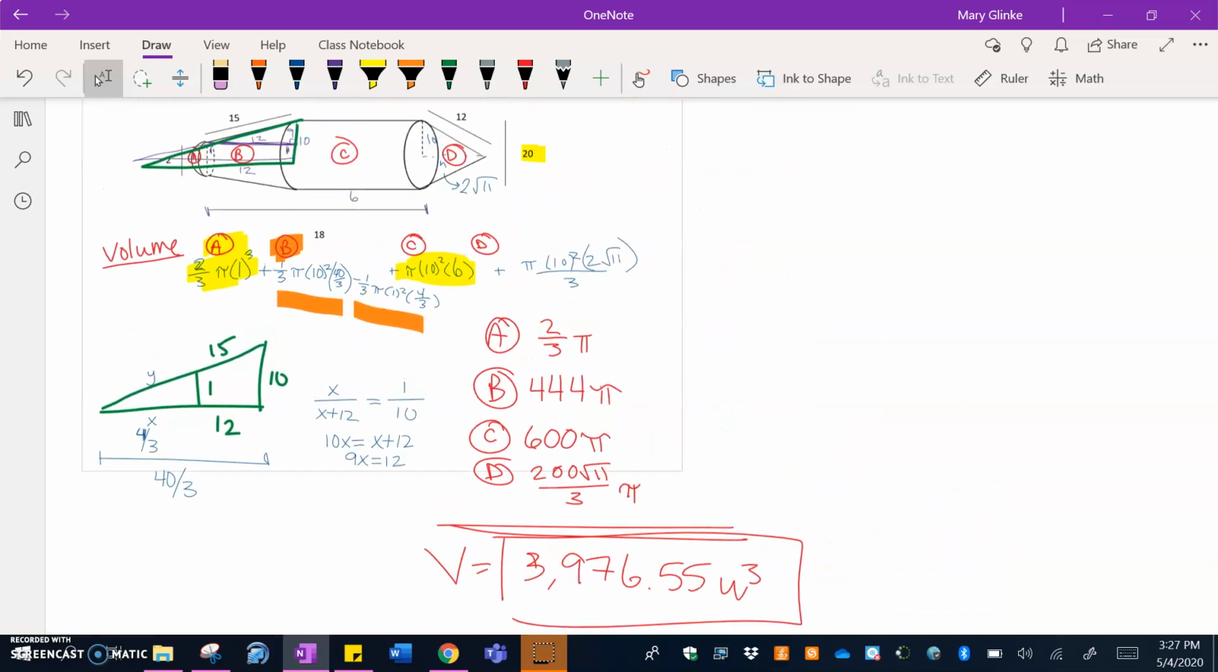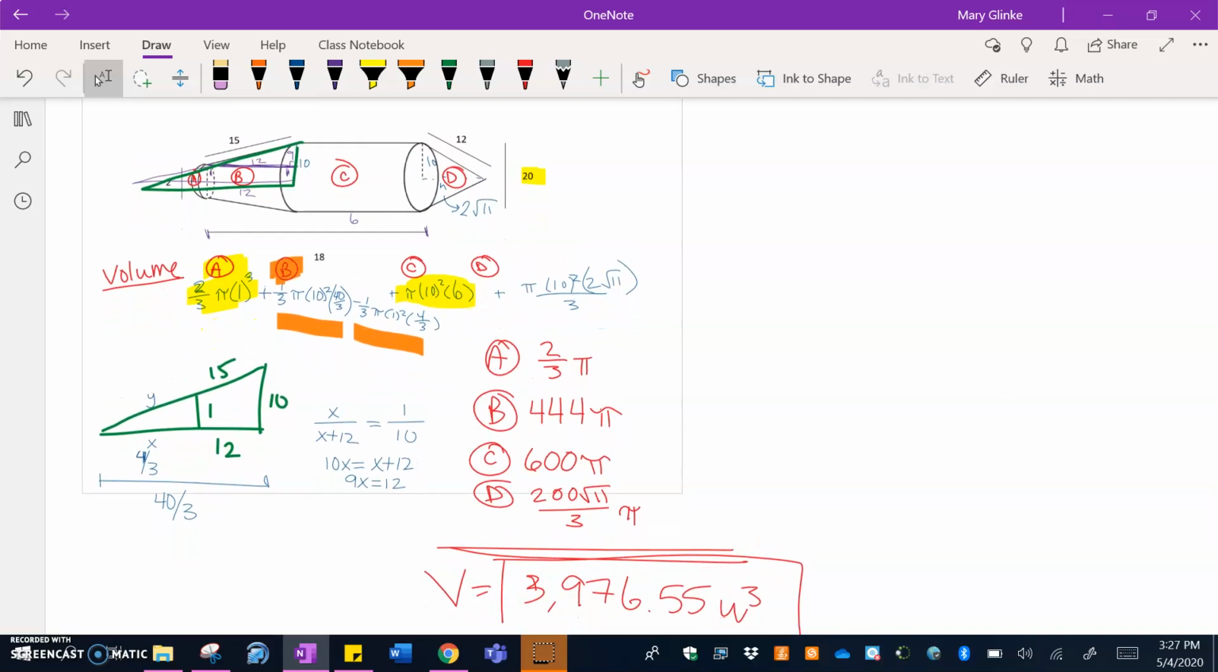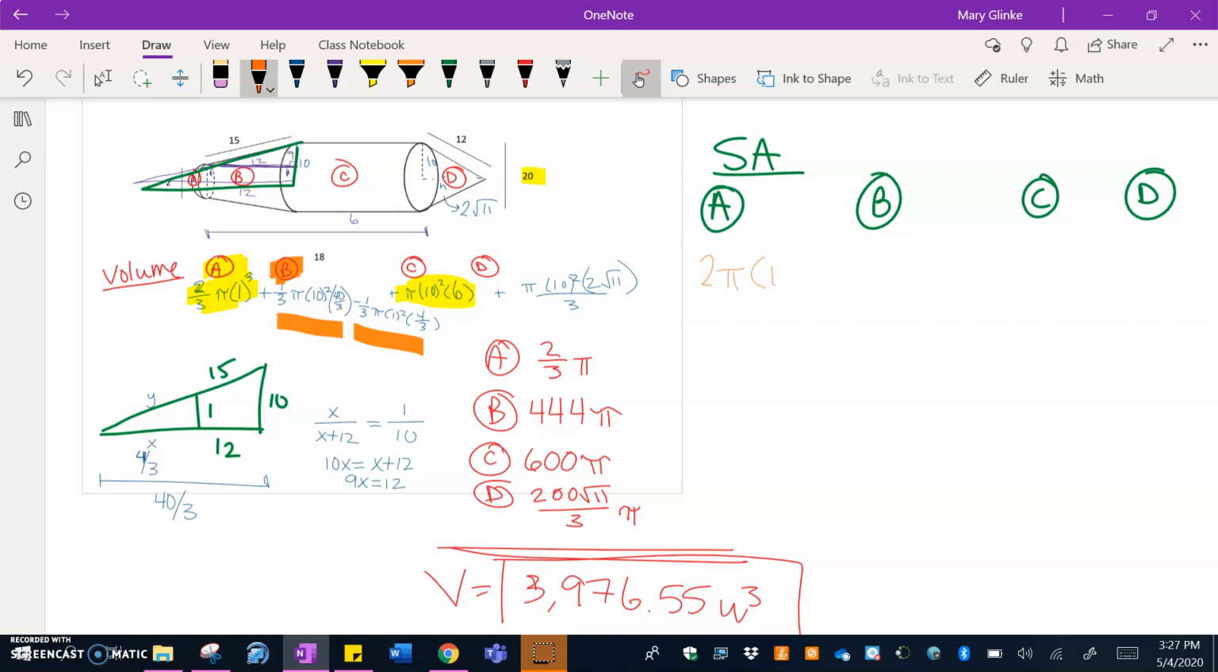So I believe the problem also asked for surface area. Now that we've found all of the different pieces, surface area should really be a little bit nicer than the volume because we already have all of our information. So let's put this over here, surface area part A, B, C, and D. So the surface area for part A, we are going to do 2 pi r squared for that hemisphere, 2 pi r squared.